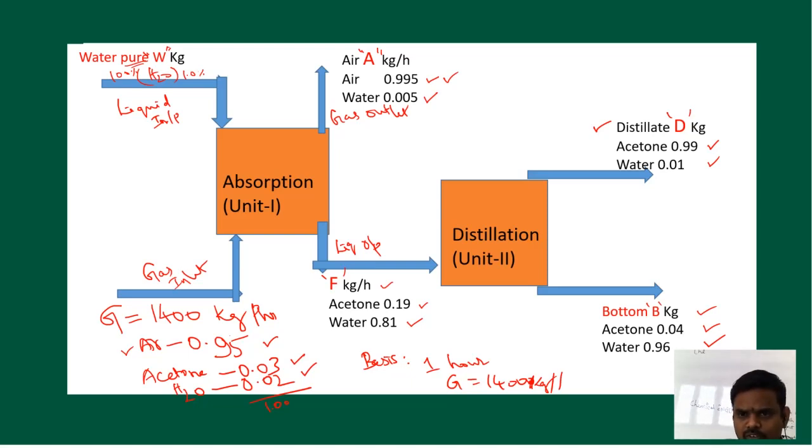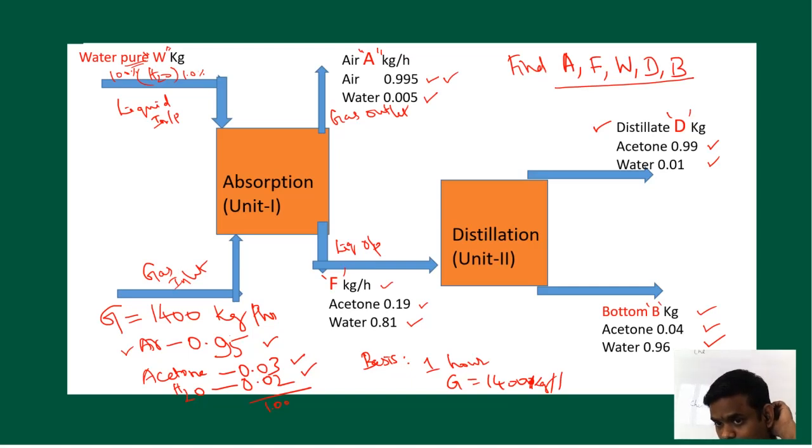What we have to find out? We have to find A value, F value, W value, D value and B value. So these many values we have to find out. Composition of each one is given. So it's a straightforward numerical, we should be able to solve it. So how to start?